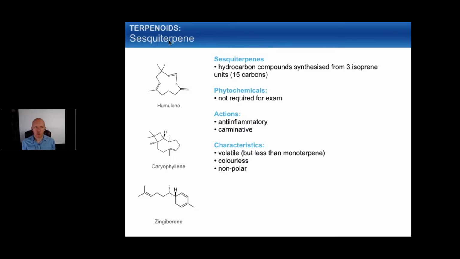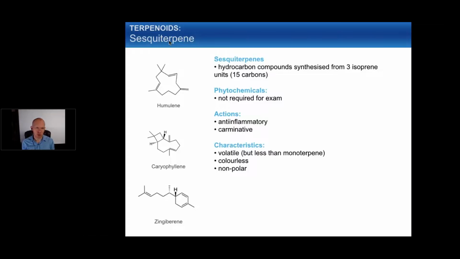The next group of compounds we want to talk about are the sesquiterpenes. Sesqua in Latin or Greek basically means half, or 1.5. So a sesquiterpenoid basically refers to a compound that has, if a monoterpenoid has 2 and a diterpenoid has 4, this has 3 isoprene units, so 15 carbons in total.